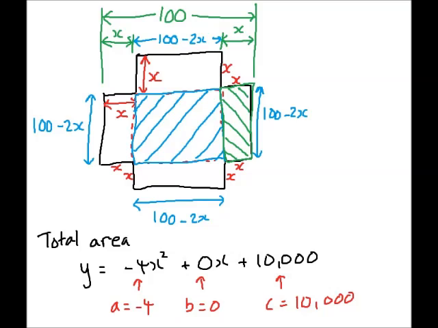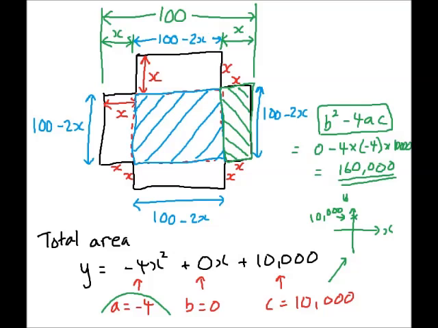Let's define the area of card used to be y. So y is equal to minus 4x squared plus 10,000. This is a quadratic equation where a is negative 4, b is 0, and c is 10,000. So let's use our skills. A is negative, so it's a sad curve. C is 10,000, so when x equals 0, the curve cuts the y-axis at 10,000.